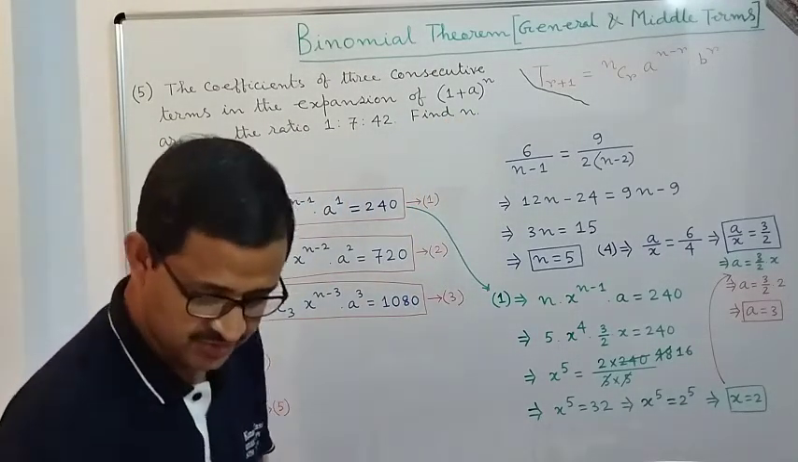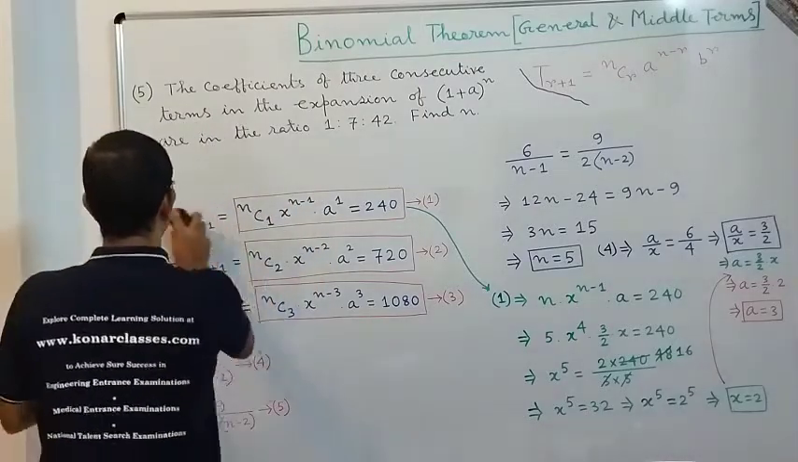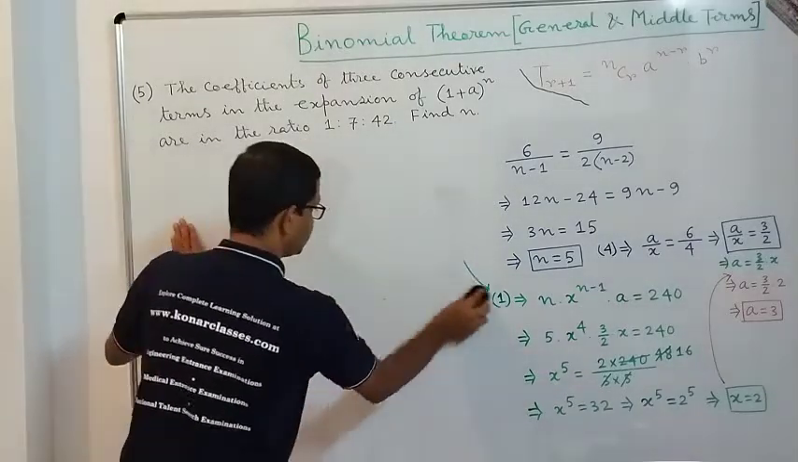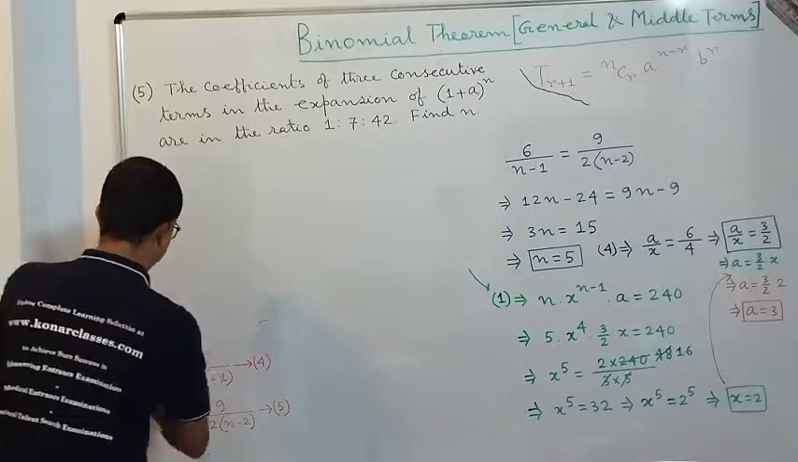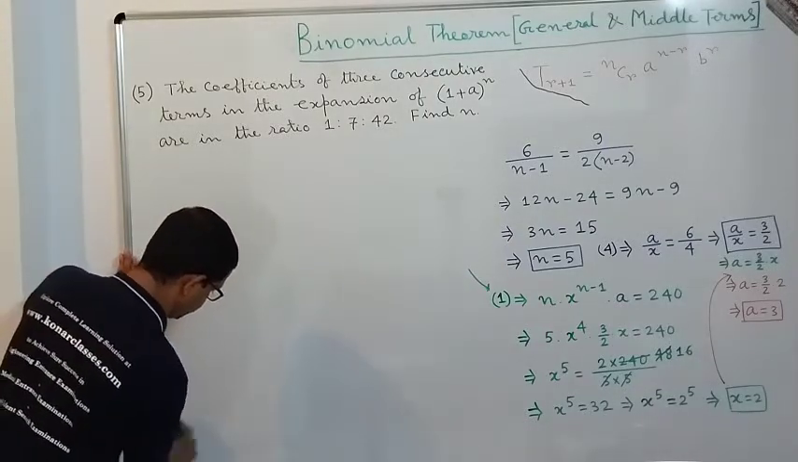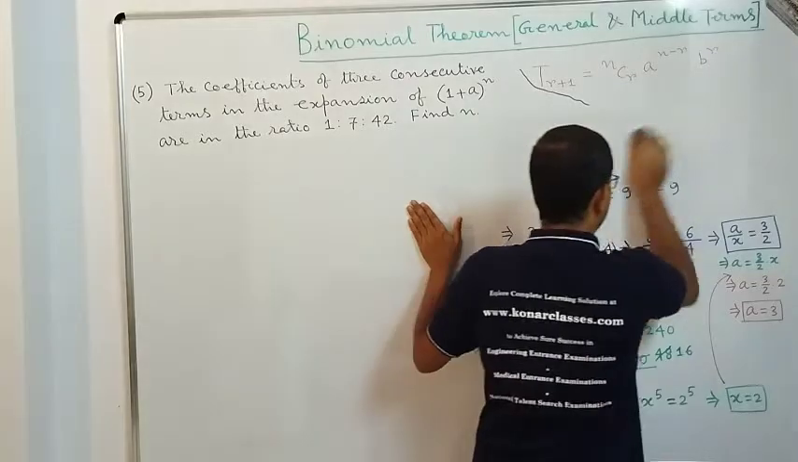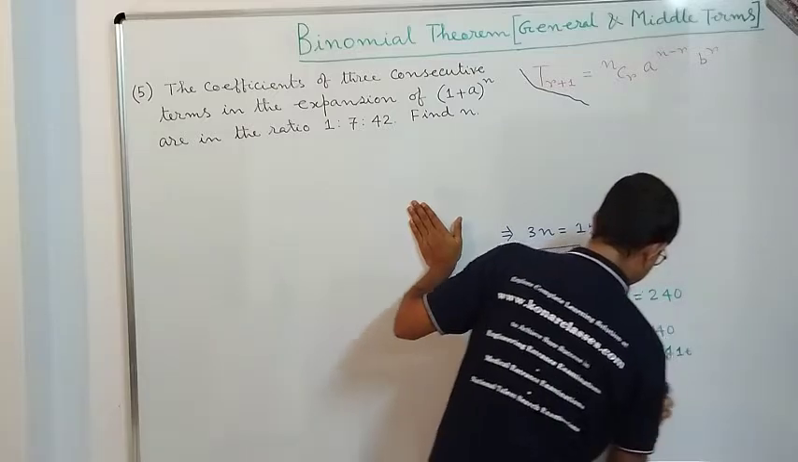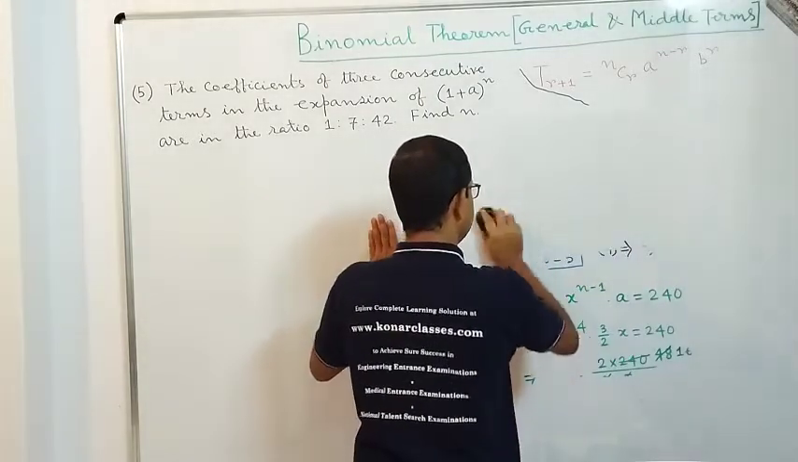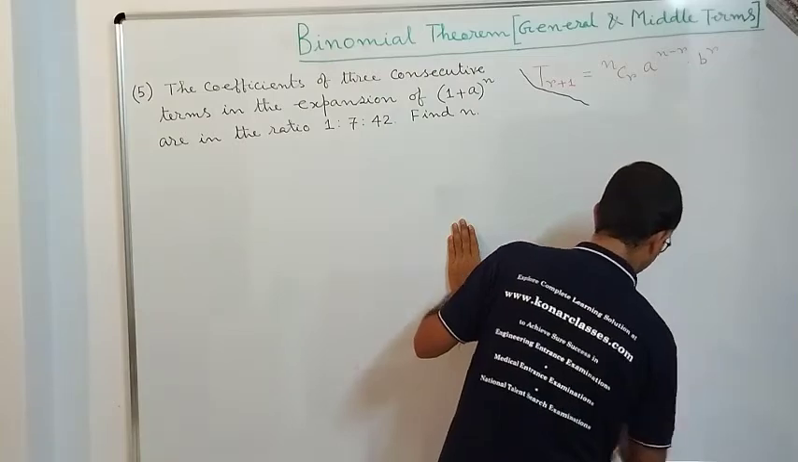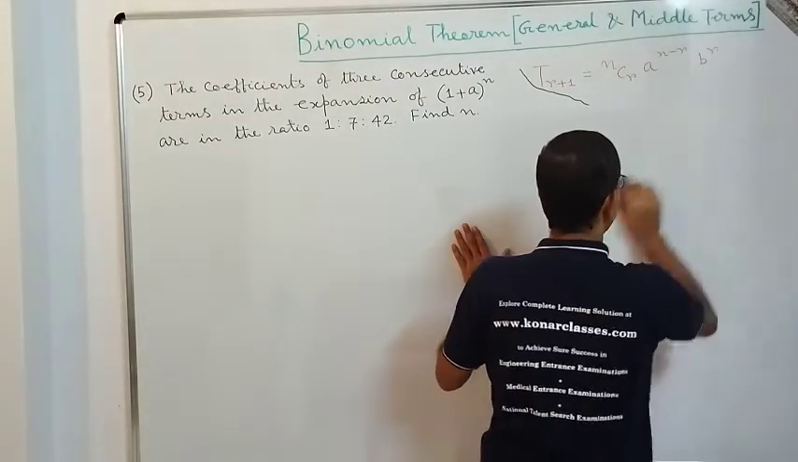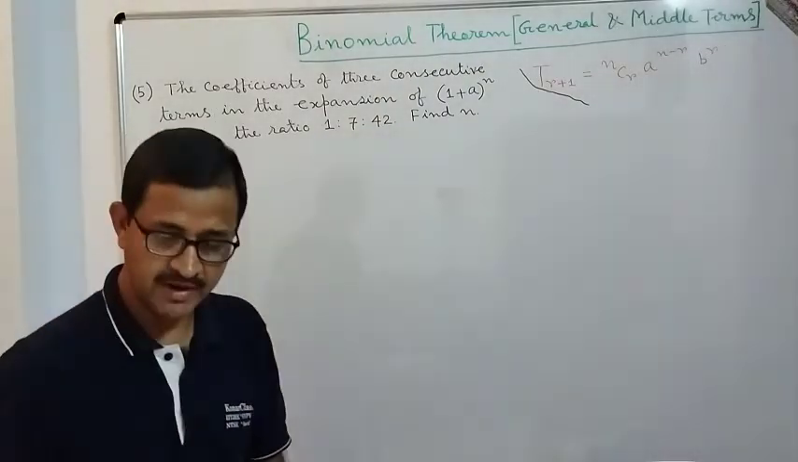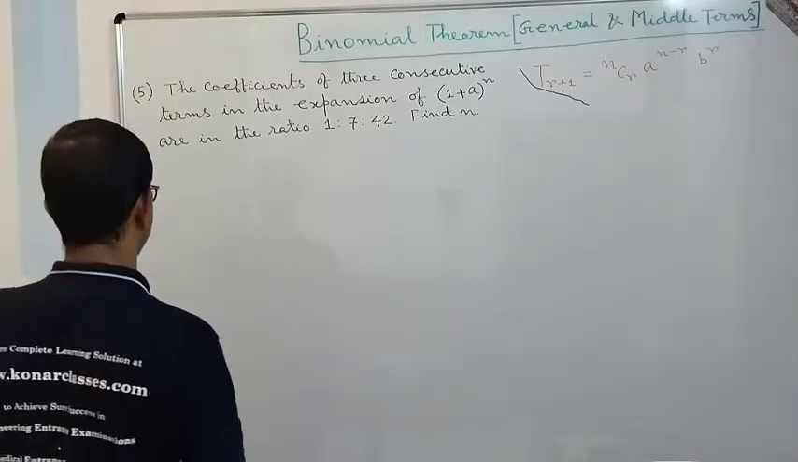So let's see how we can proceed with this one. Let me clean this portion of the board, dear students. The coefficients of 3 consecutive terms. How can we take these 3 consecutive terms? The best way of considering the 3 consecutive terms is t r minus 1, t r and t r plus 1. That will help us cancel the unknowns in a good manner, so that we can find the solution quickly.